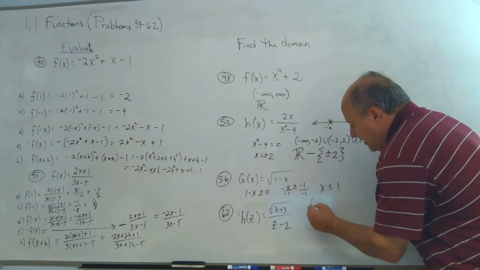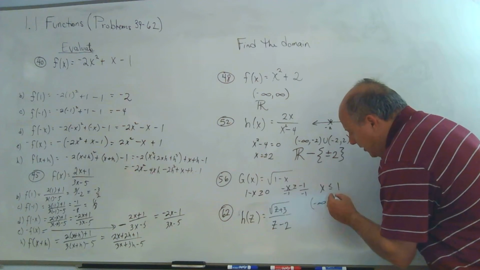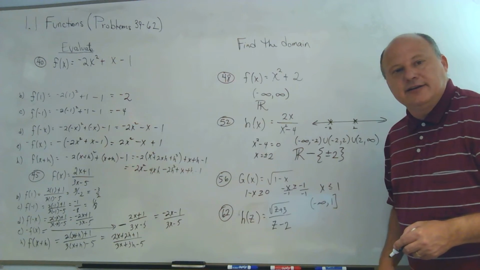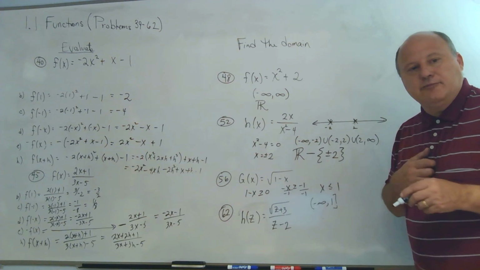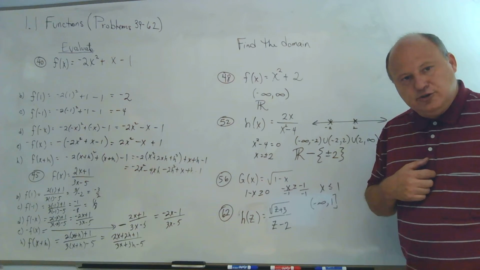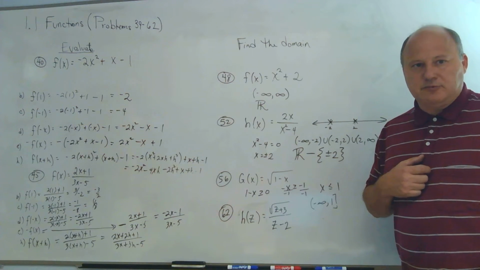So in interval notation, it's negative infinity to 1 with a bracket. Notice the bracket is there. Bracket indicates that you include the number itself. So everything up to 1, but not past 1, is acceptable.